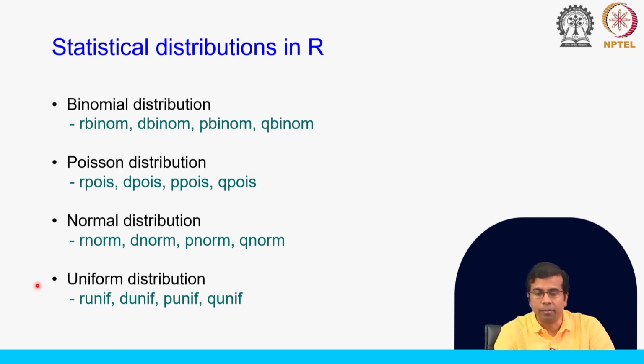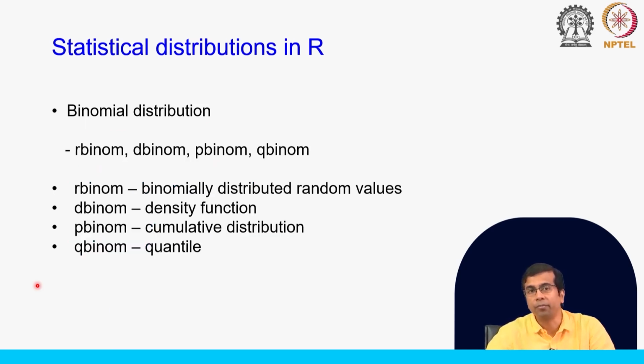So just remember, instead of rbinom we'll have rnorm, which we use to generate a normal distribution. If you want a set of values that are normally distributed, you'll use the rnorm function. dnorm will give you the probability density function, pnorm will give you the cumulative distribution function, and qnorm will give you the value of a quantile.